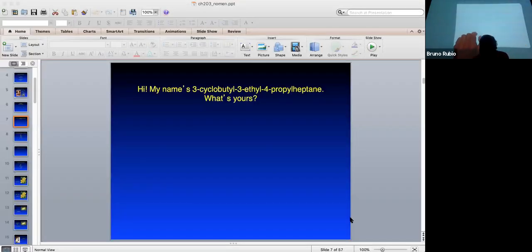All right, so let me show you a pretty picture. Okay, so how about let's cook up the structure of this compound: 3-cyclobutyl, 3-ethyl, 4-propyl heptane. Okay.